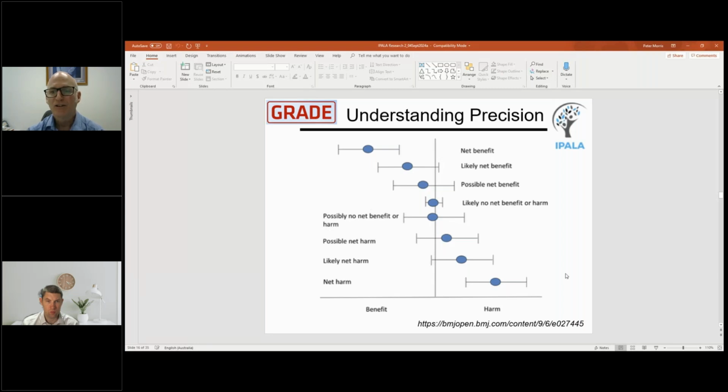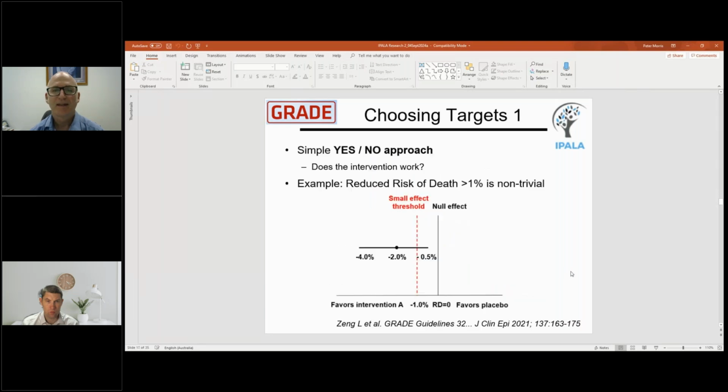So initially with research, we're trying to work out what the point estimates are, but over time we become more interested in working out if there's heterogeneity between populations, and trying to make the estimates more precise. It's not straightforward, and everything about the GRADE approach requires some judgment. So, for example, how you think about precision requires judgment about what target you're aiming at.